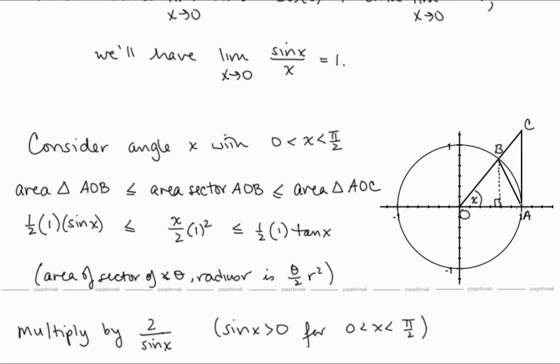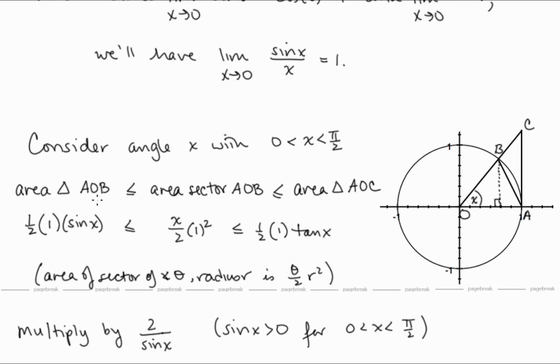So now we're talking about the circle sector AOB. So now we're moving along the circle. So we know that's a little bigger than the area of the triangle, and we know that that is less than or equal to the area of triangle AOC, the big triangle here.